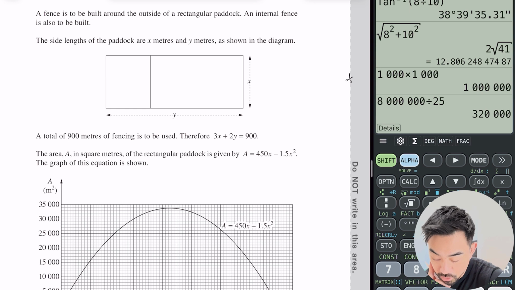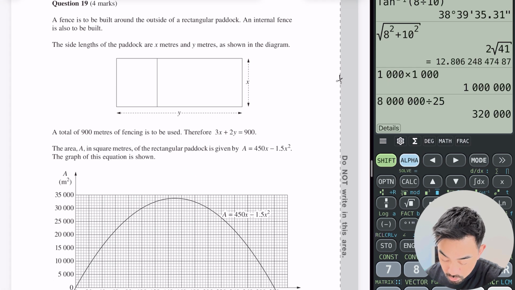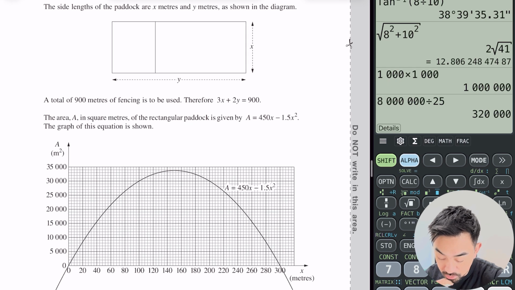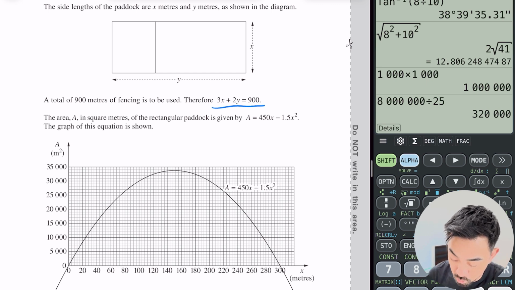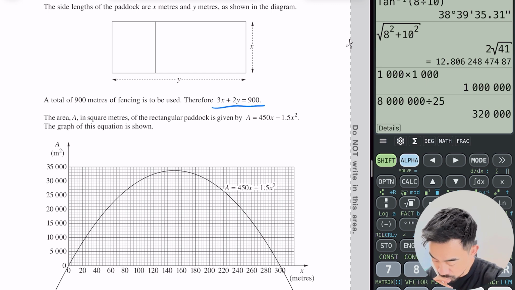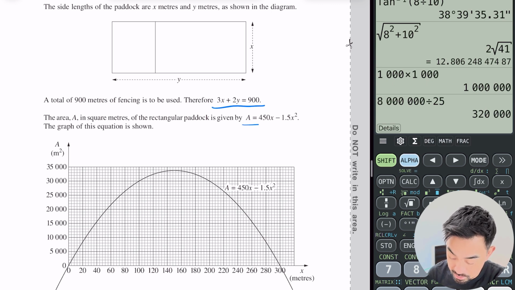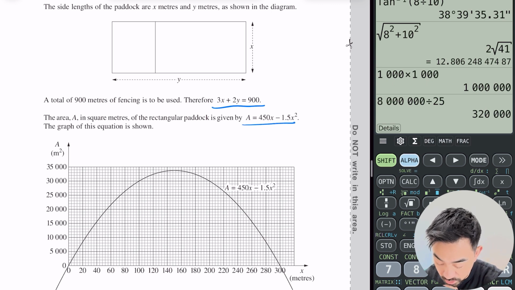19. A fence to be built around the outside of a rectangular paddock. The internal fence is also to be built. The side lengths of the paddock are x meters and y meters. A total of 900 meters of fencing is to be used. Therefore, 3x plus 2y is equal to 900. All right. The area in square meters of the rectangular paddock is given by this. The graph of the equation is shown.